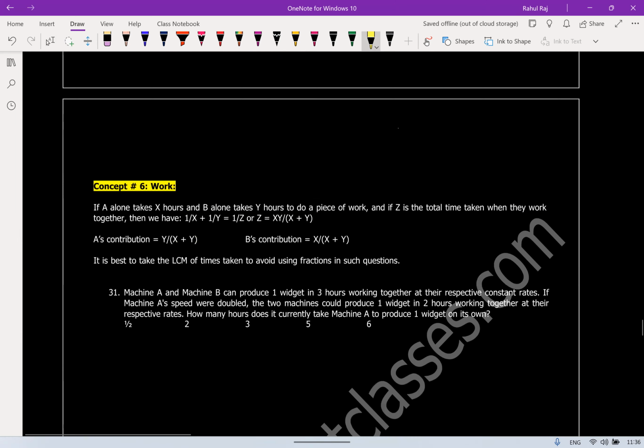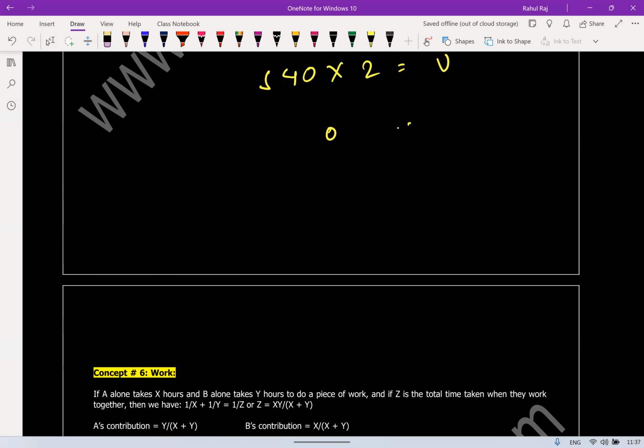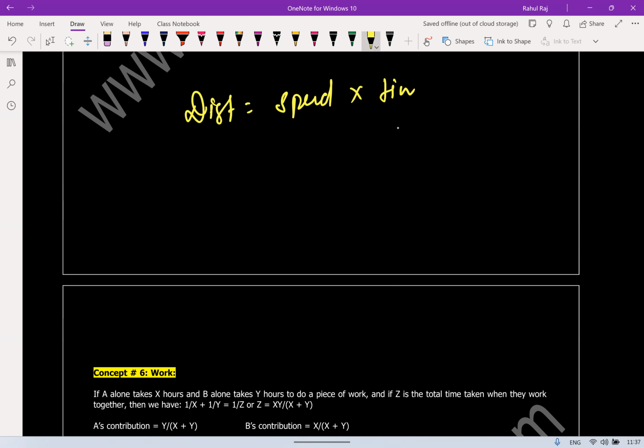Is this clear? So next is work rate, which is very much the same as time, distance, and speed. But there is a way to solve problems that you need to understand. So distance, what we learned in distance? Distance is equal to speed into time. And the work formula is given as rate into time.